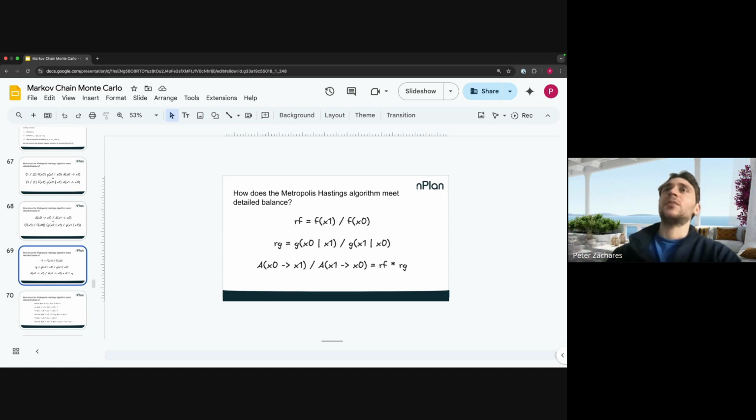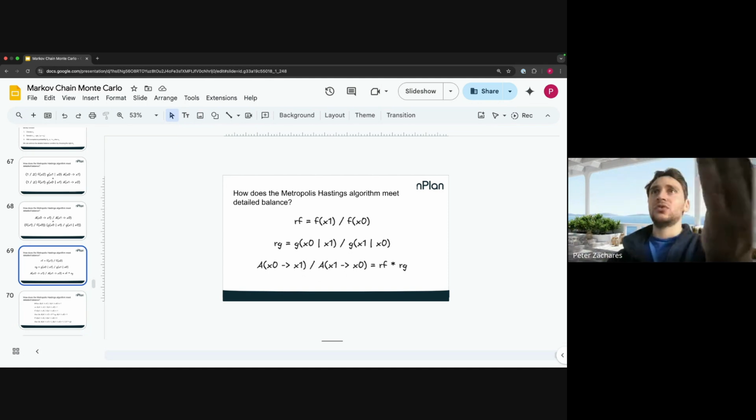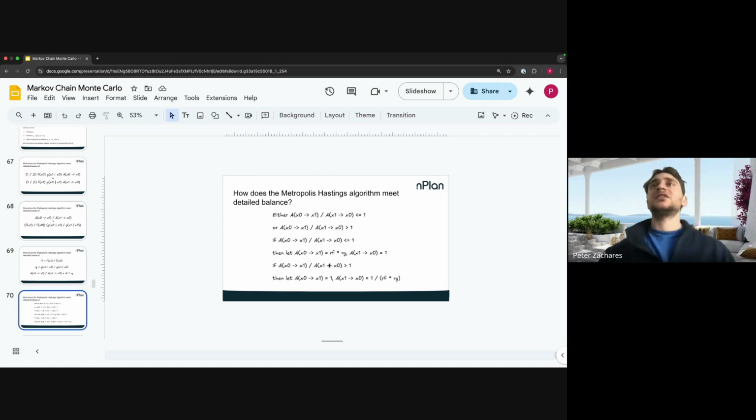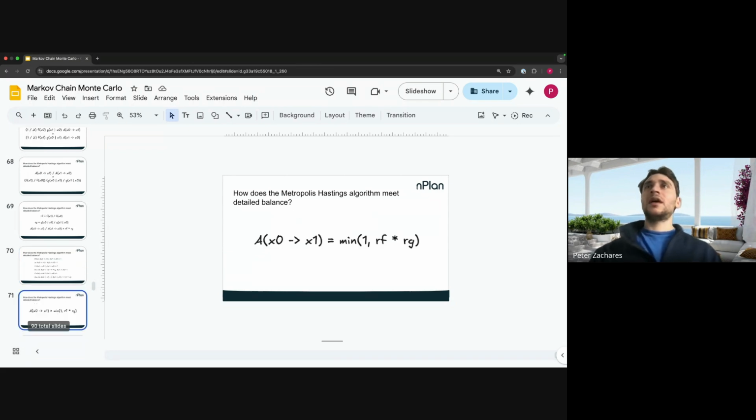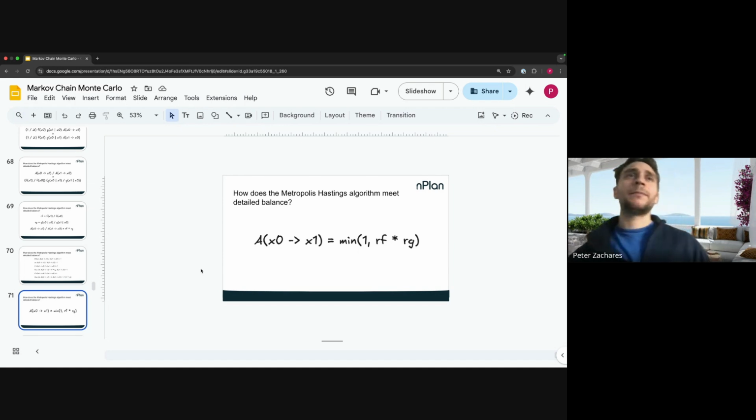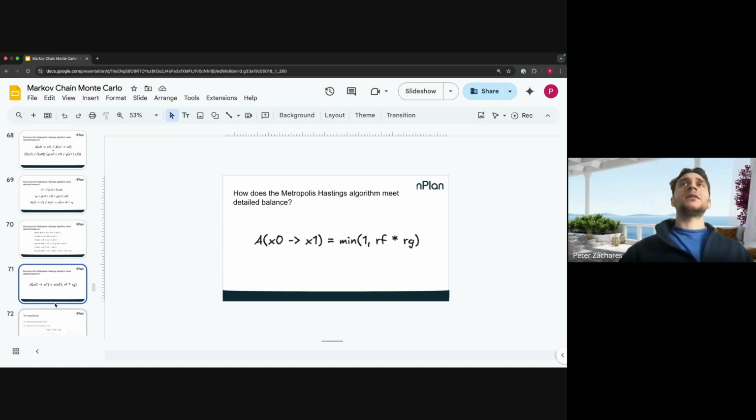And not now, but if you do the math, you see that when you set these acceptance probabilities this way, this equation is always true, which means detailed balance is always met. That's how we choose the acceptance probability. This is the way that you choose the acceptance probability for Metropolis Hastings. And by choosing it this way, you know you've met detailed balance, where it's either 1 or rf times rg. So yeah, that's one example of meeting the detailed balance condition.